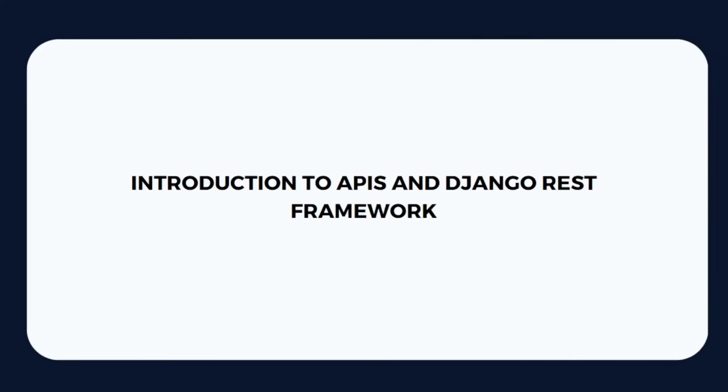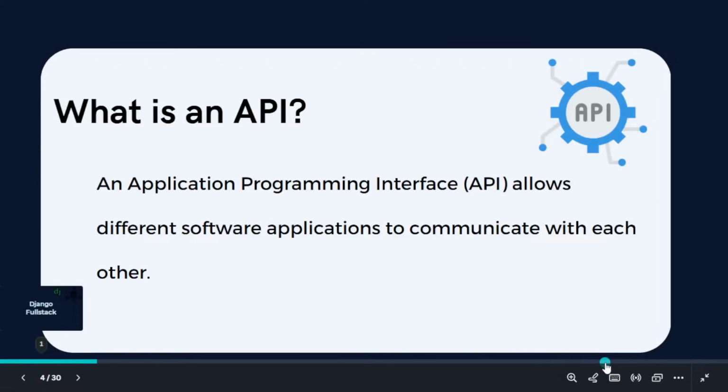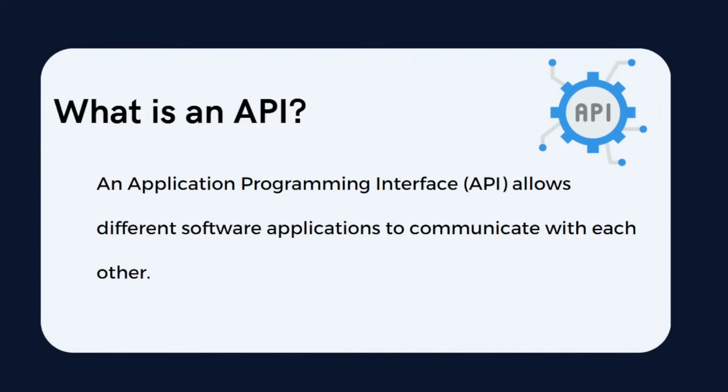First, we're going to do an introduction of APIs and Django REST framework. We already saw what an API is. Once again, API stands for application programming interface, and it allows different software applications to communicate with each other.